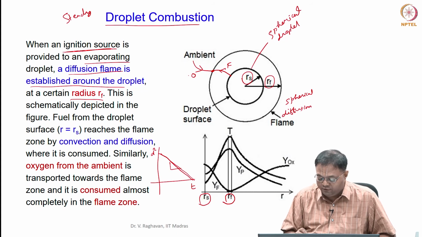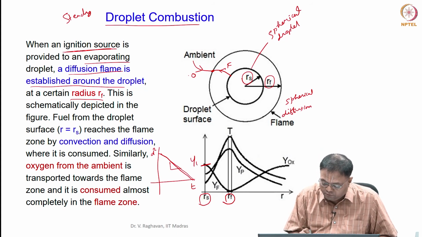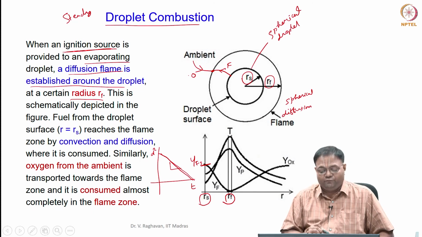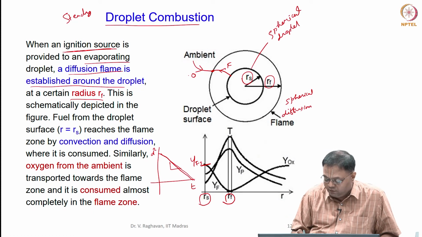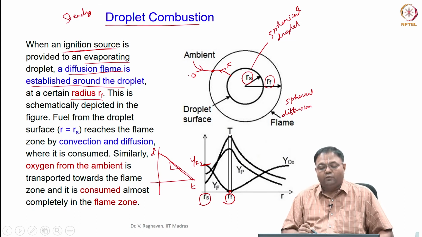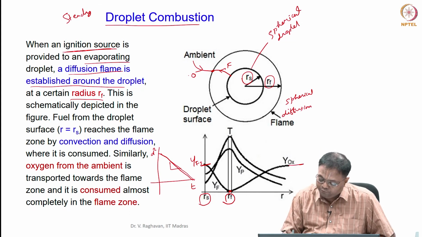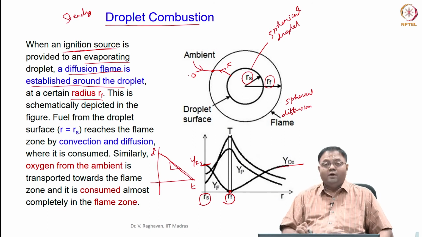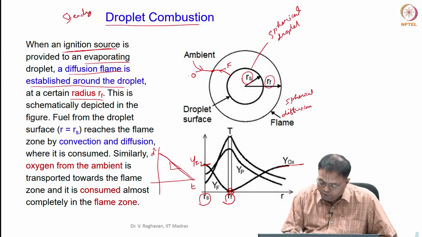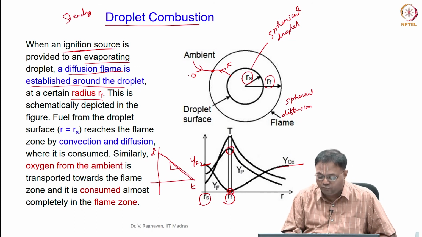So what happens is you can see that the fuel from the surface, with mass fraction YFS, goes and is consumed; it is fully consumed at the flame zone. Similarly, oxygen from the ambient is consumed at the flame zone like this. So fuel and oxygen are consumed. Where the fuel and oxygen are consumed, you can see that the product has the maximum mass fraction there, and the product actually diffuses in this zone.